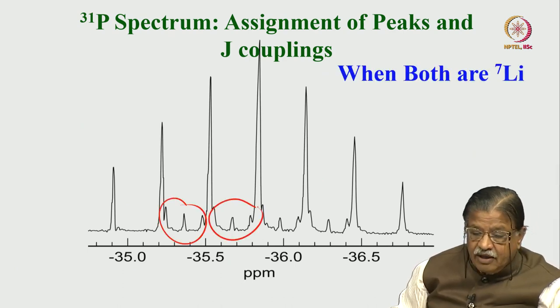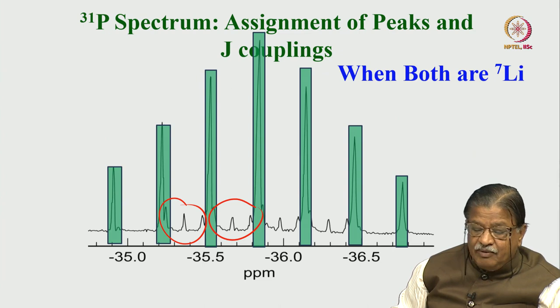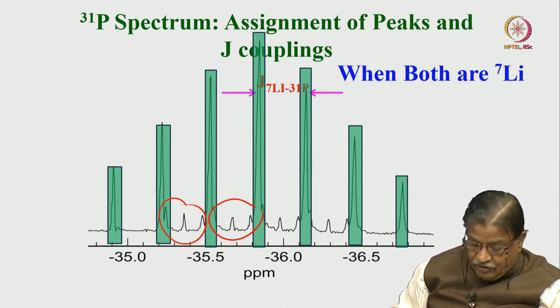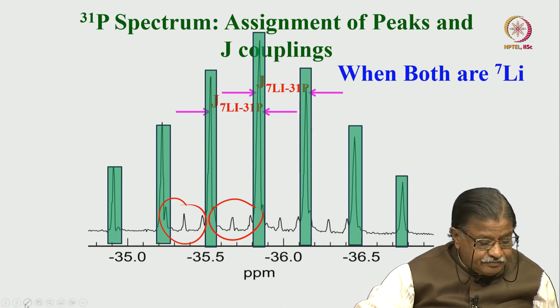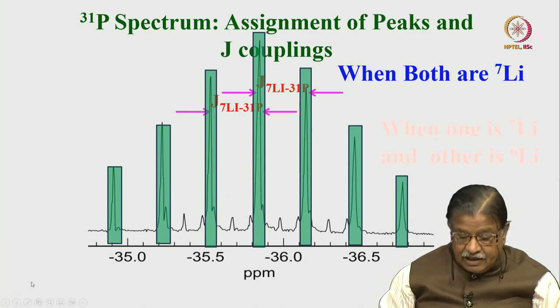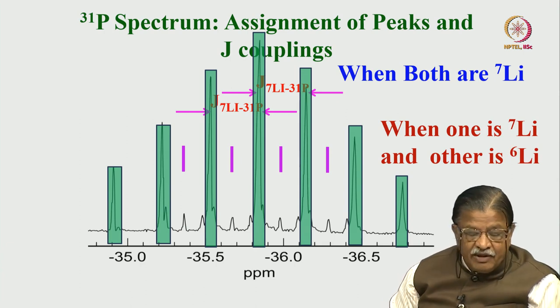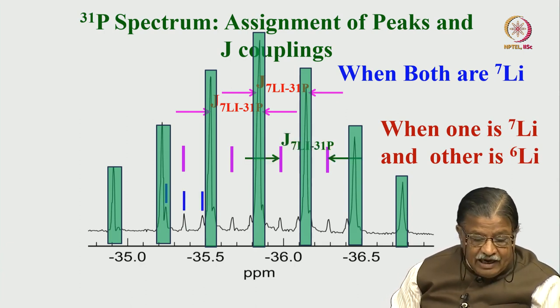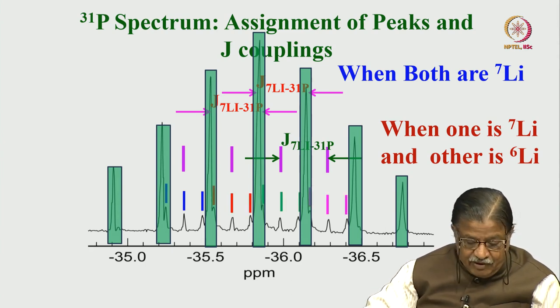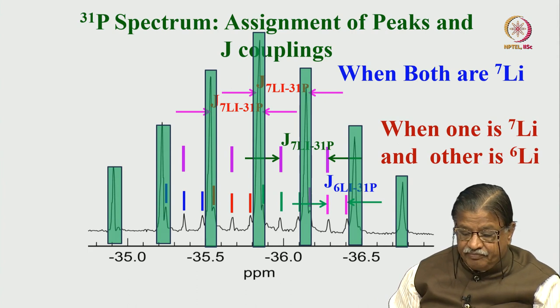See, in one, both are lithium-7. Now we start looking at this peak. When one is lithium-7 and the other is lithium-6, first it will be a 4-line pattern, and each line is split into 3-3 like this, you see. But unfortunately, some are overlapped and you do not see it.